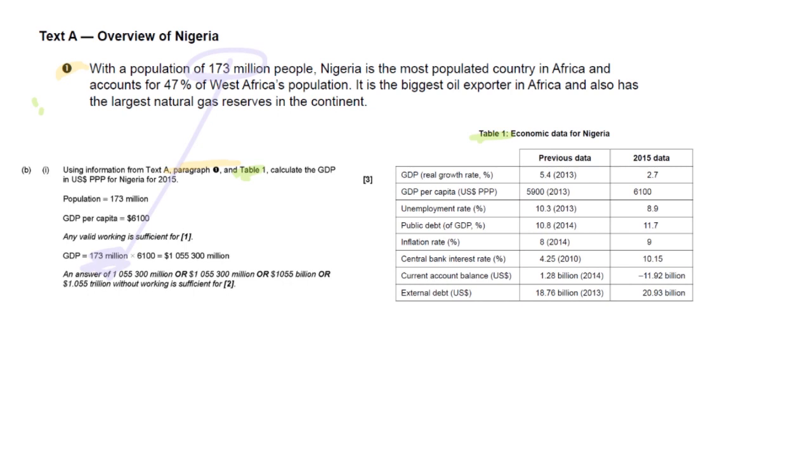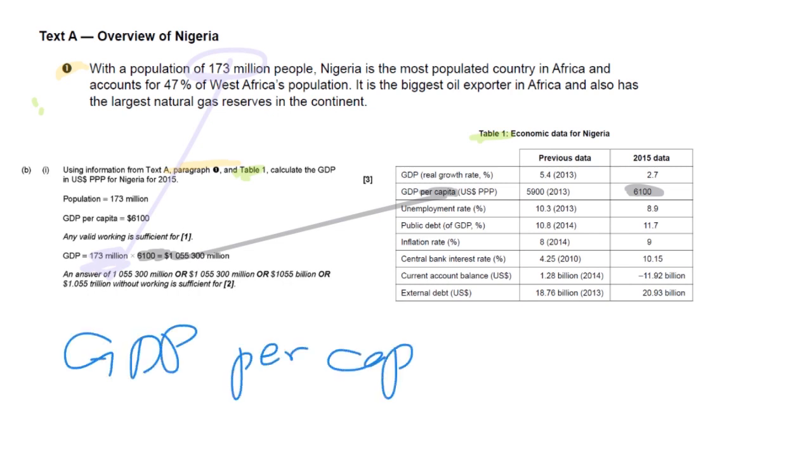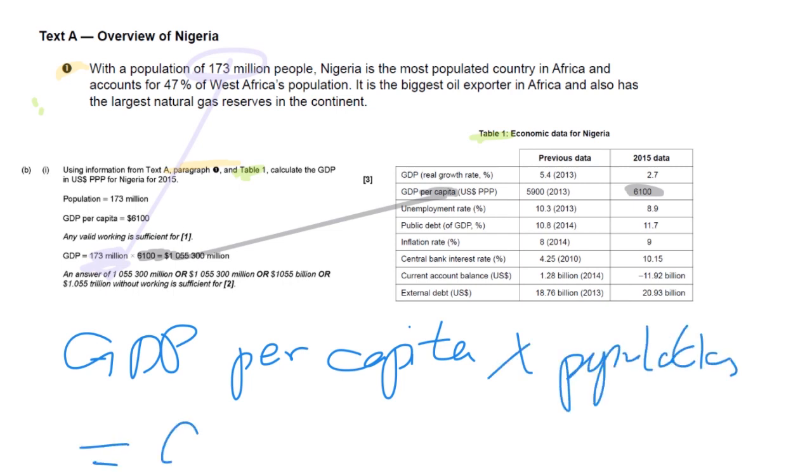Next, we can take a look at table 1. We have 6100 as the GDP per capita. So we can multiply, and then you can have the answer. Or let me put it this way, let me put another formula for you. To be clear, GDP per capita times population will equal GDP in total value. So that's it, not difficult at all.